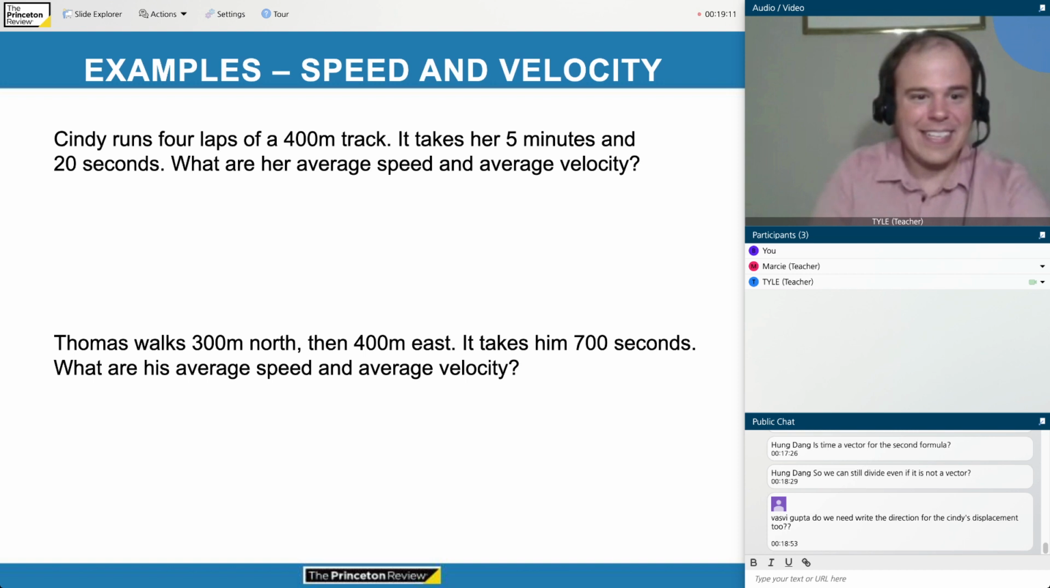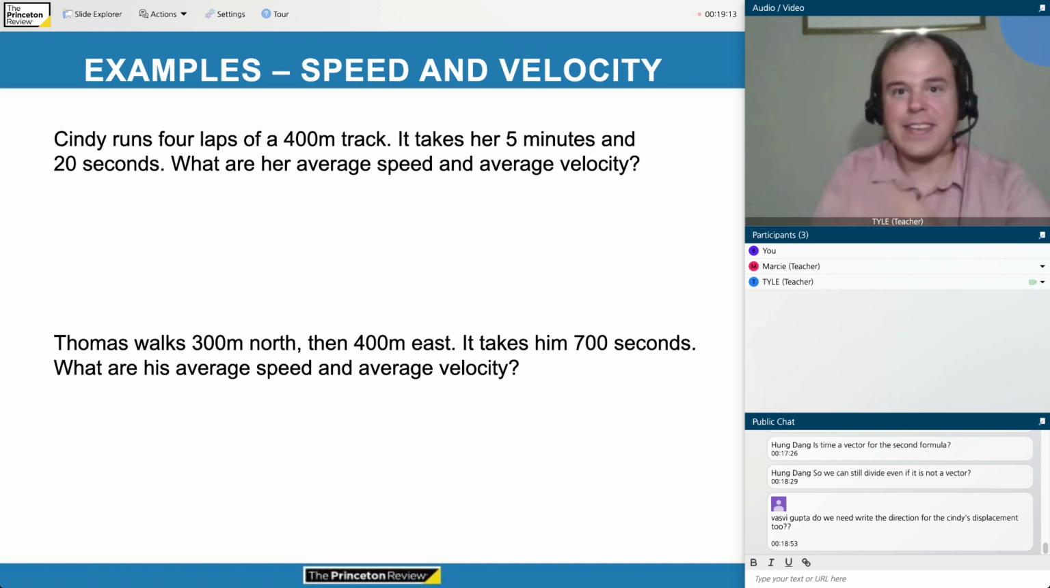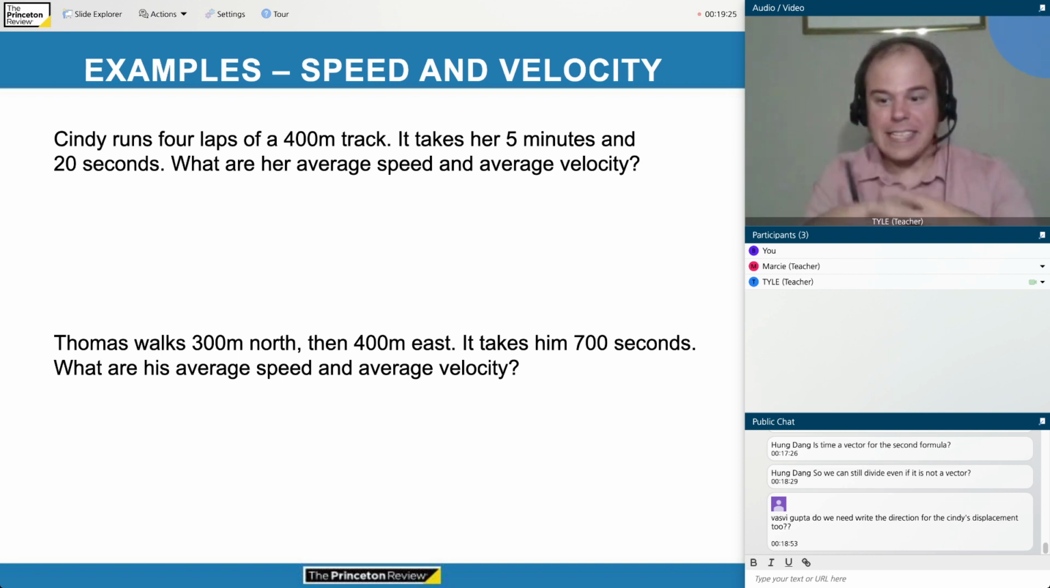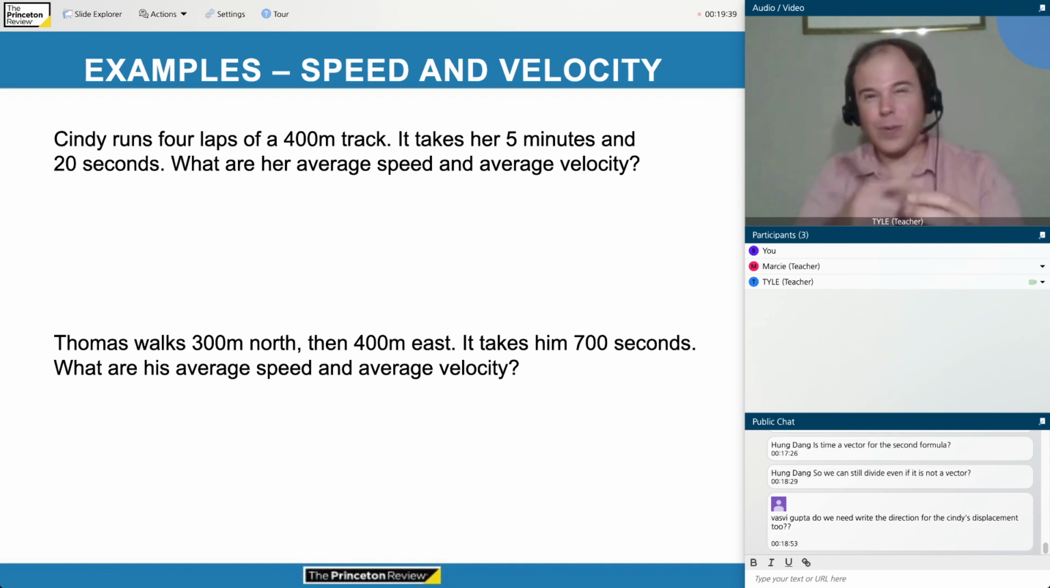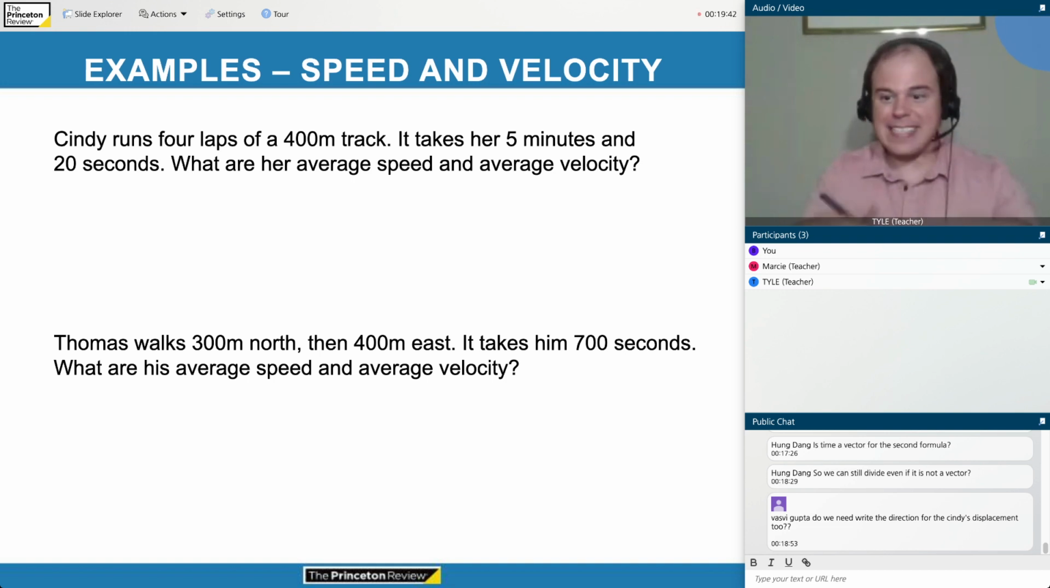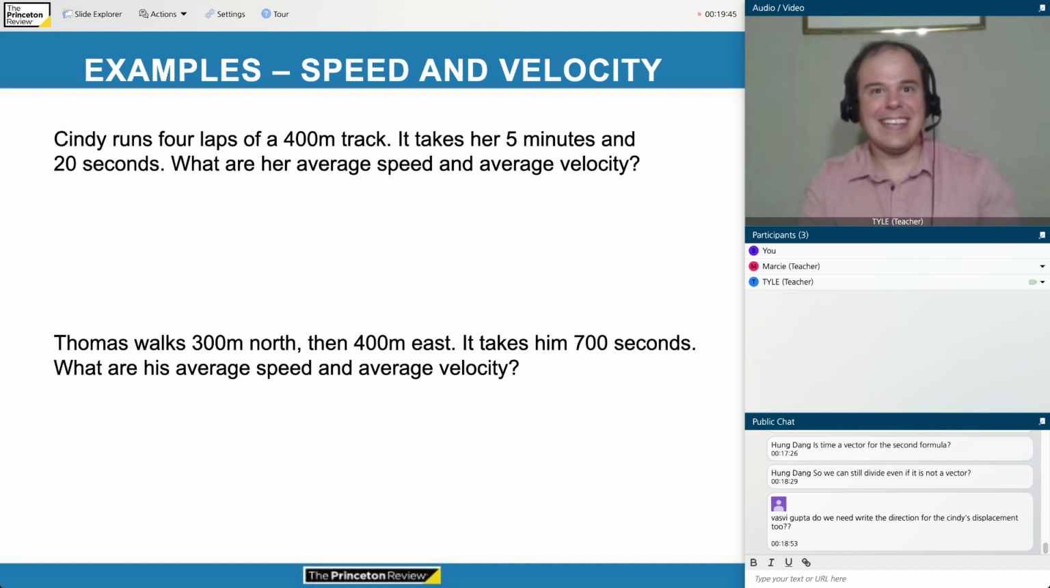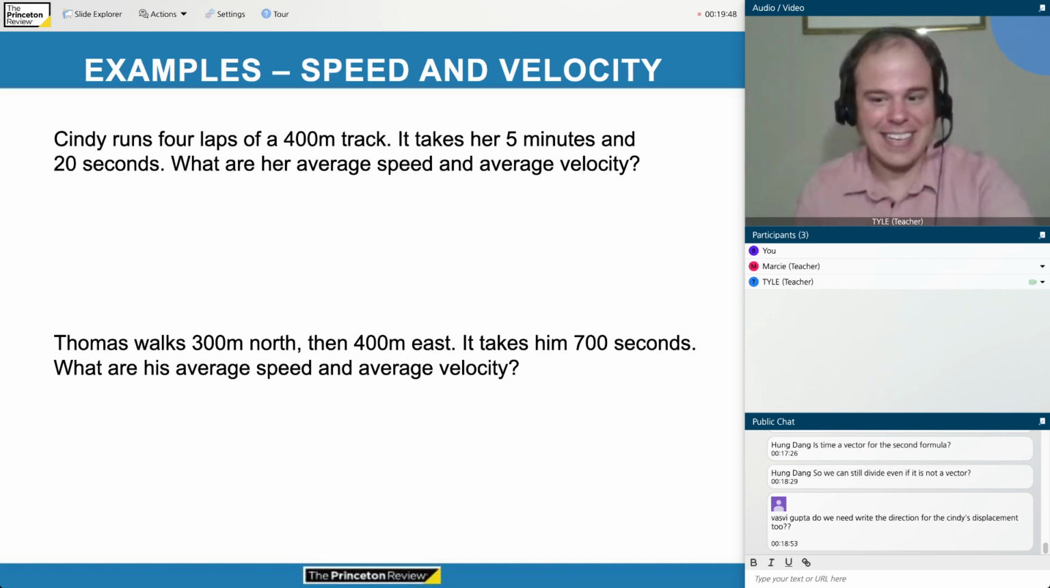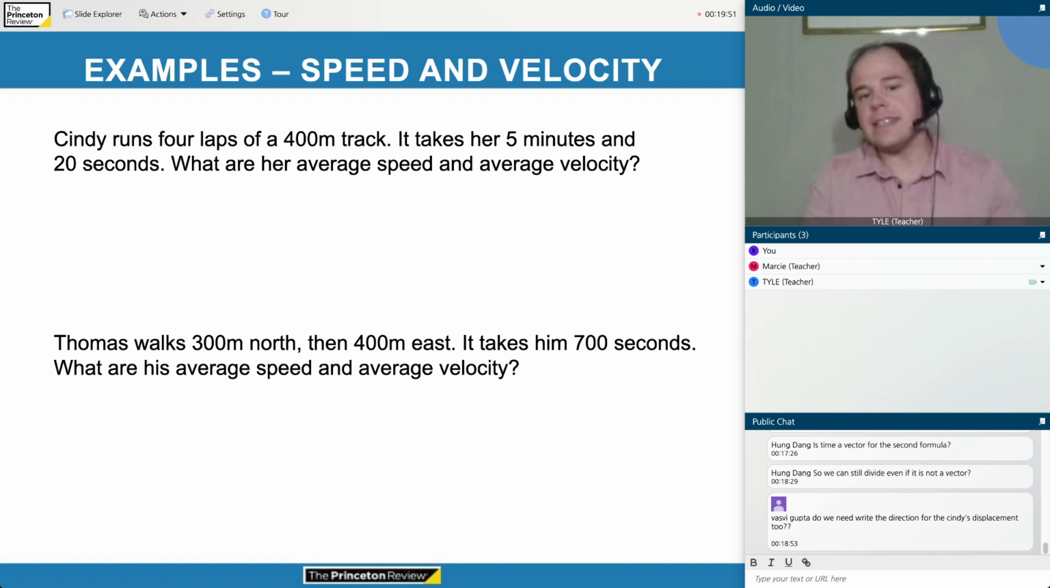Oh, great question. For Cindy's displacement, do we have to write the direction? Yeah, that one's tough, right? Because she ended up back in the same place where she started, so she had a displacement of 0 meters. The one time you don't need to say which direction is when a vector has a value or magnitude of 0. Think of it as an arrow with no length. Which direction is it pointing? When it's 0, there's no direction, so there's no way for it to point in a direction. Anytime a vector isn't 0, you'll need to say which direction it is.